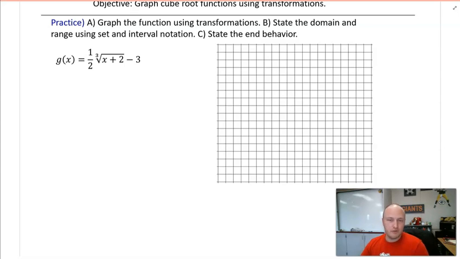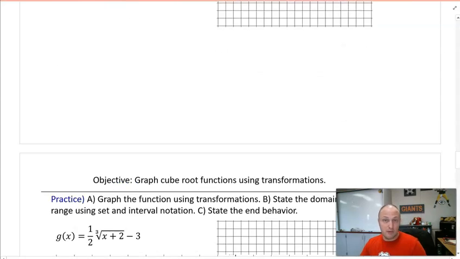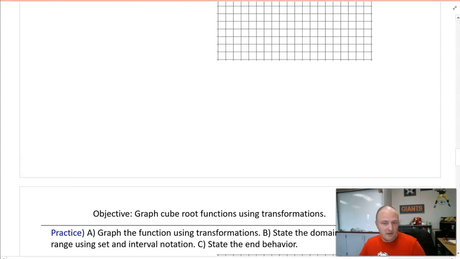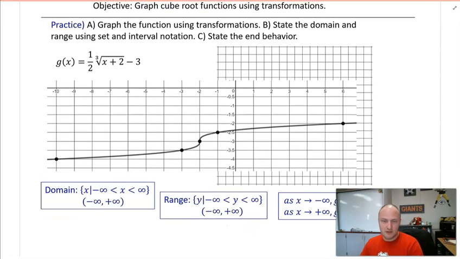All right, hopefully you have gone ahead and graphed this, and then did you state the domain and the range and the end behavior? So here is your function. We had vertical compression by a factor of 1/2. And we translated to the left 2 and down 3. You don't have to state those, but that kind of helps knowing what you're doing.